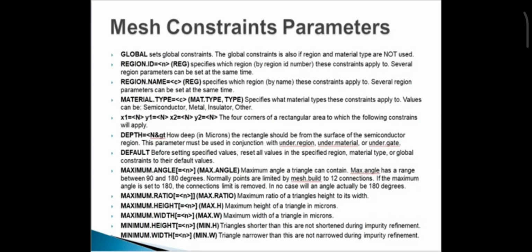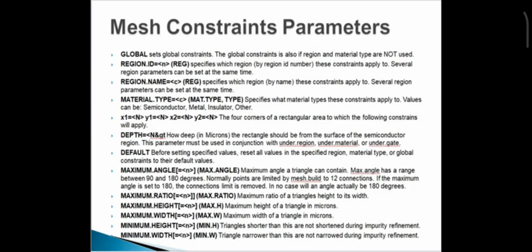Next, how to define the mesh constraint parameters in the DevEdit code. First one is global. Set global constraint. The global constraint is used if region and material type are not used. Next, you have to define the region number. Specify which regions these constraints apply to. Several region parameters can be set at the same time. Region name: specify which regions these constraints apply to. Several region parameters can be set at the same time.